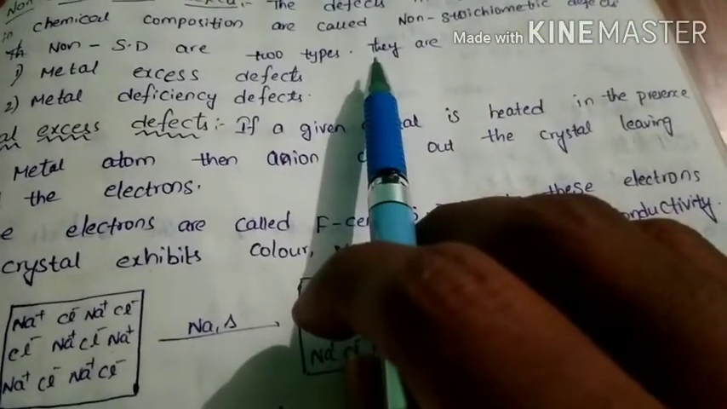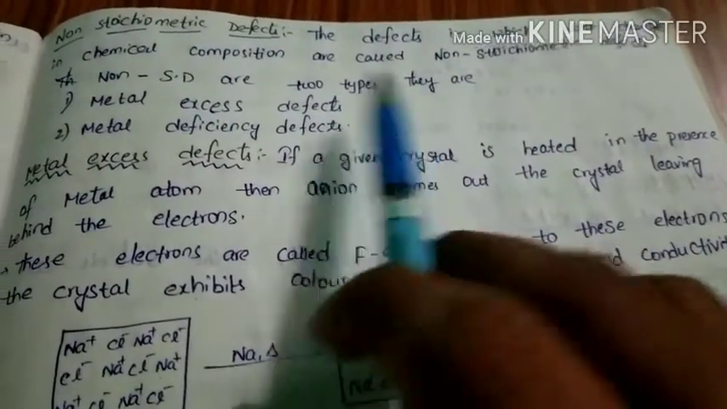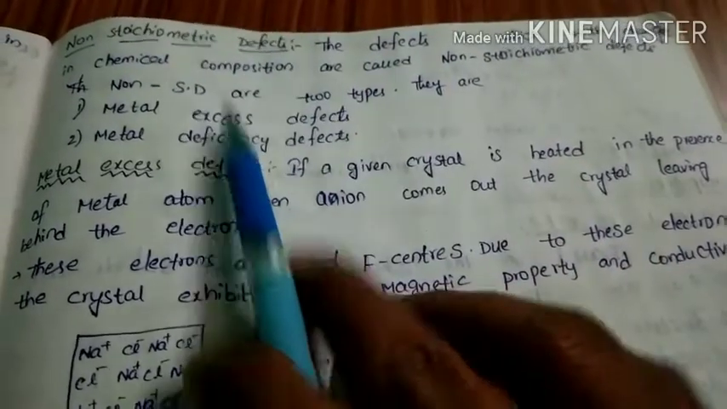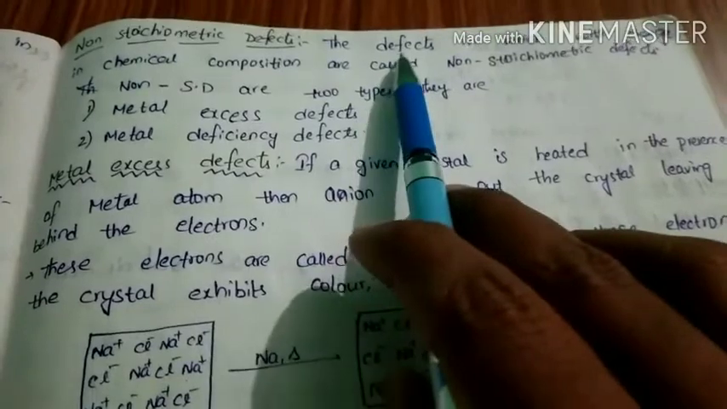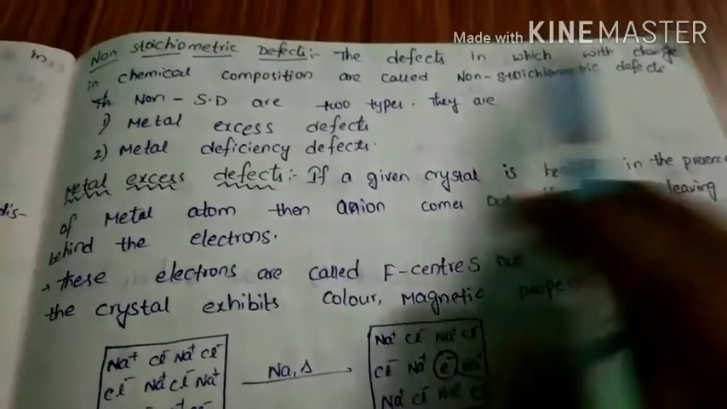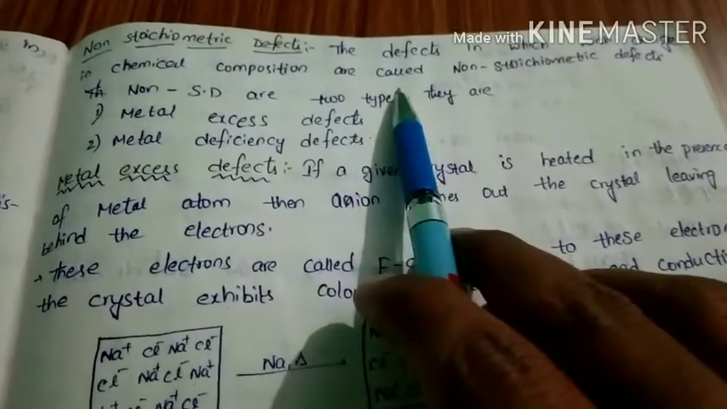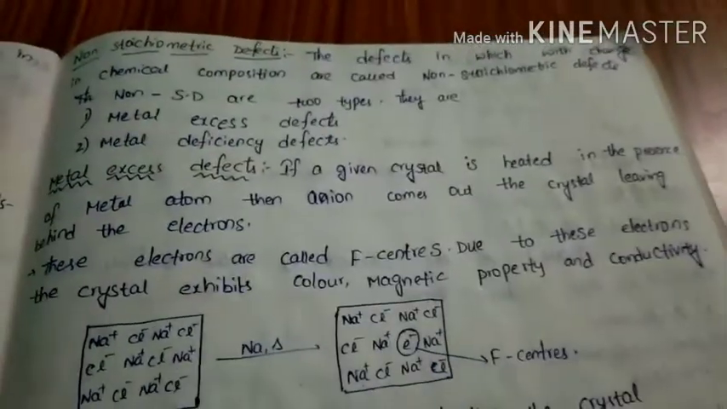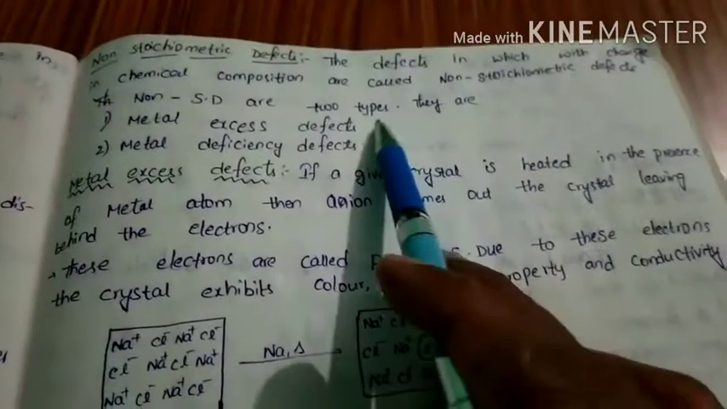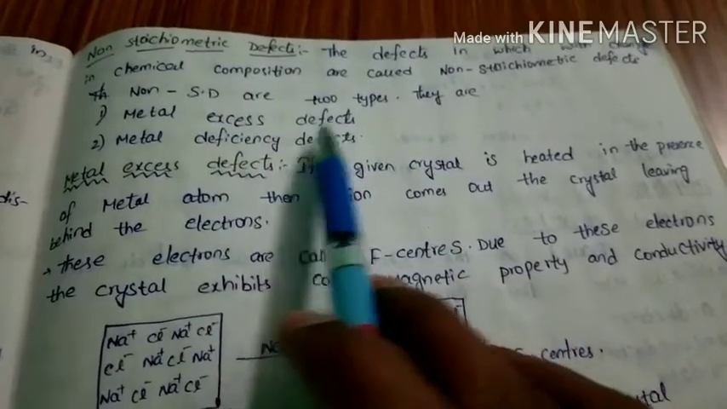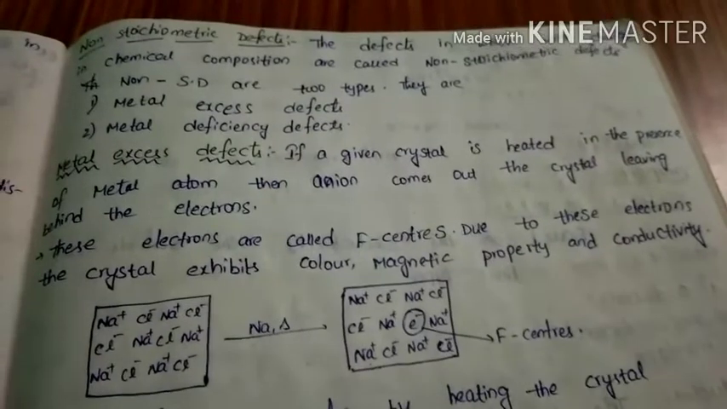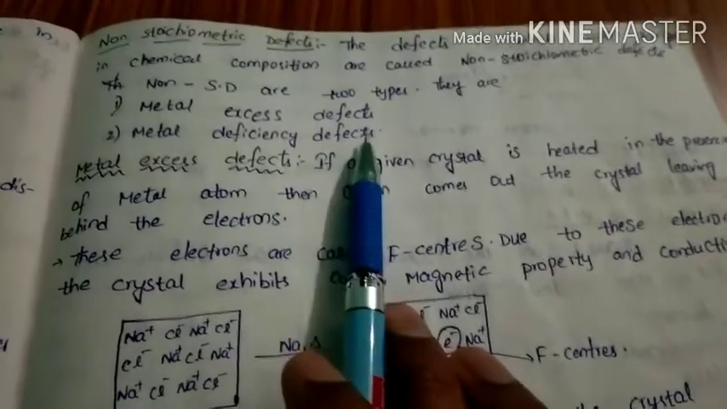Non-stoichiometric defect means without changing the chemical formula. But here, if the chemical formula is changed, that is called a non-stoichiometric defect. So the definition is: the defects with a change in chemical composition are called non-stoichiometric defects. These are again classified into 2 types: metal excess defects and metal deficiency defects.